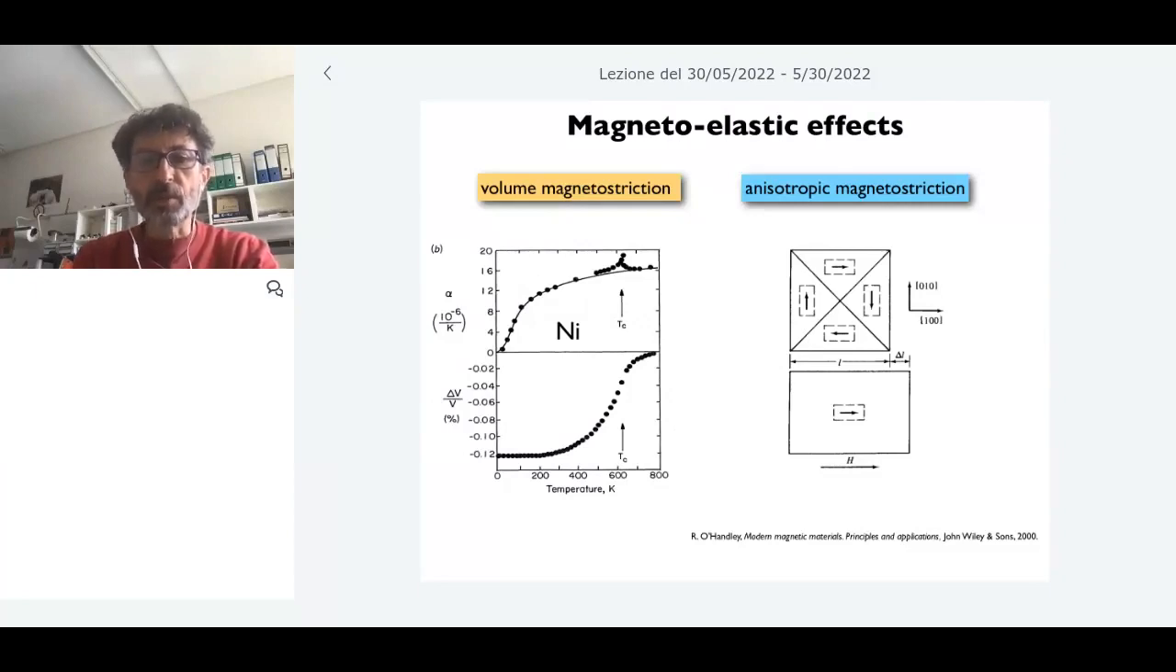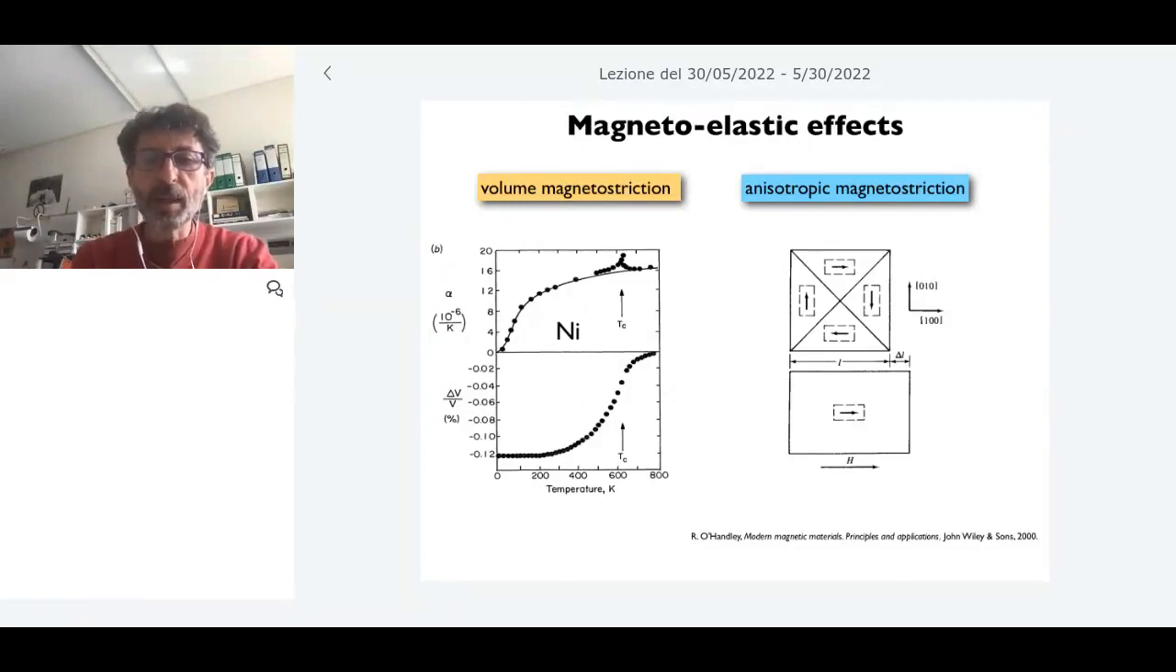Let's start from the first, the volume magnetostriction. This is generally a small effect. So when you read about magnetostriction, in 99% of the cases, the study will refer to anisotropic magnetostriction. That is also the most used in application. But the volume magnetostriction is important in a very few but important cases. So what is volume magnetostriction?